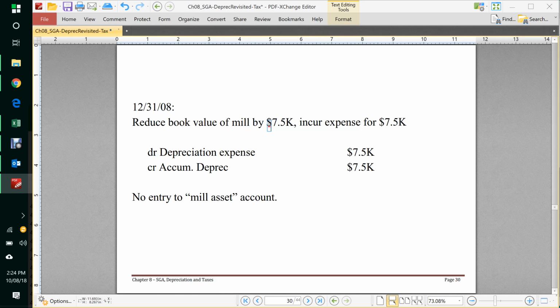So when we get to their first year of owning this mill, we want to reduce the book value now by 7.5 thousand, not 10,000, not 10K anymore, and they're going to incur that expense. So exactly like we've had before, depreciation expense, now it's 7.5 thousand, and we have our pilot fish accumulated depreciation account, which measures total wear of this mill from inception of its life. And as usual, no entry to the net mill, the mill asset account, which remains at 50,000.